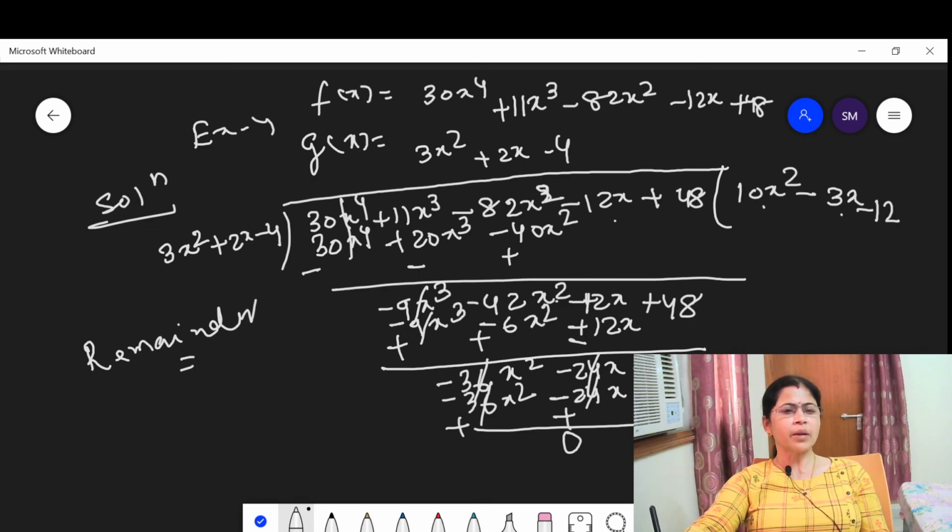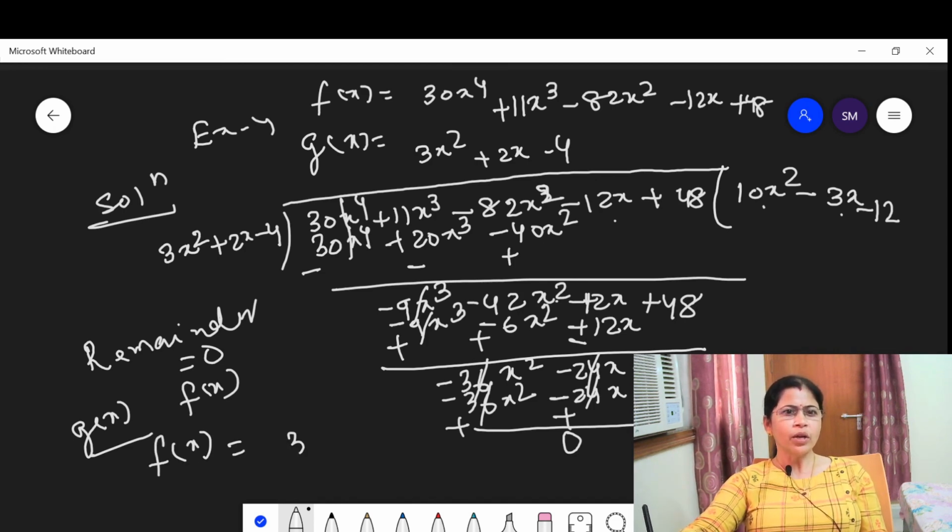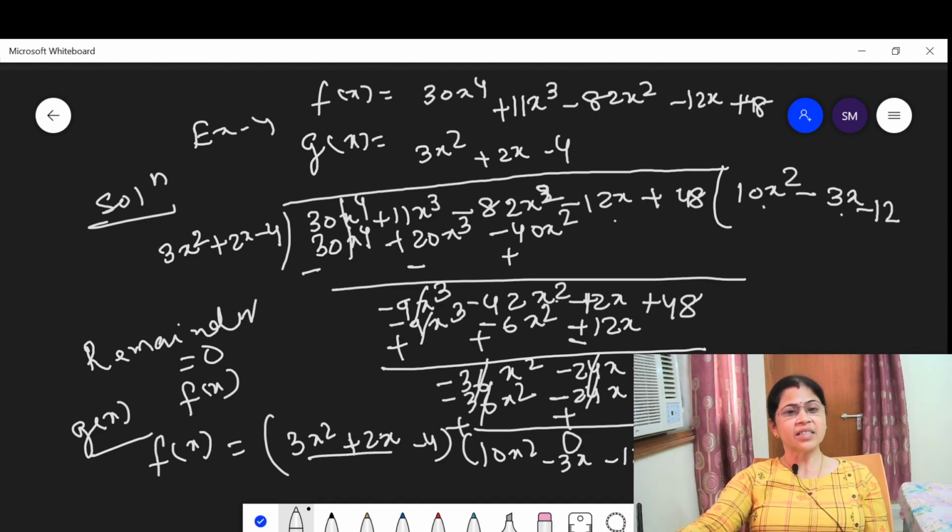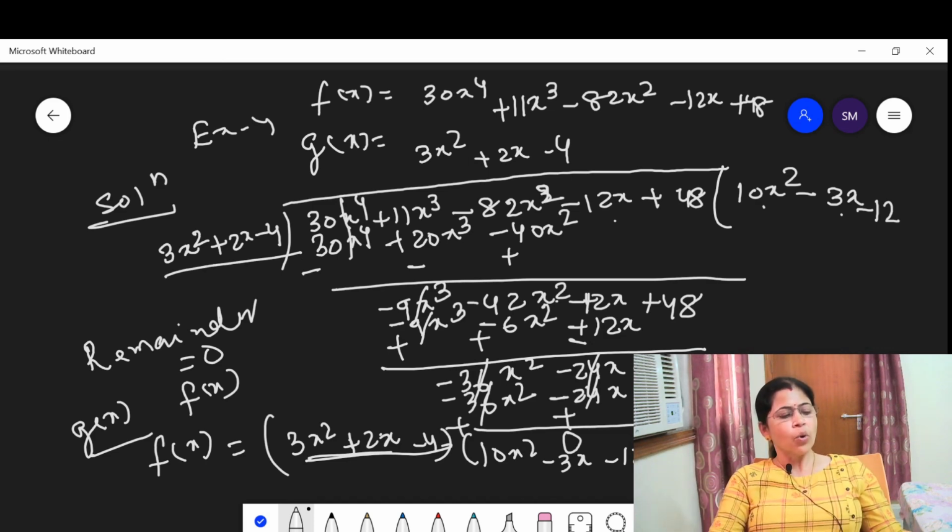As I have told you, here the remainder is 0. Remainder is 0 means g(x) is a factor of f(x). This means f(x) is equal to 3x square plus 2x minus 4 into 10x square minus 3x minus 12. The divisor g(x) is a factor of the dividend when we get the remainder 0, and in this case we get the remainder 0. Now let us solve some other types of questions.